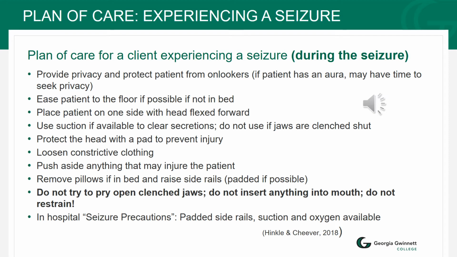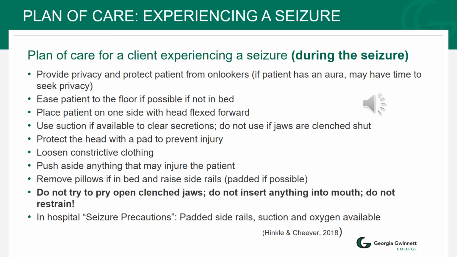So I showed you in the other slide that in the generalized seizures, they can have what's called an aura, or almost a premonition that they know that this seizure is going to come on. So they may have time to seek privacy. But if that happens, always make sure somebody is with them. We don't want them to seek privacy and go somewhere where there's no one to help them if they need help. But if they are standing, we want to ease them to the floor. If they're in the bed, let's keep them in the bed.